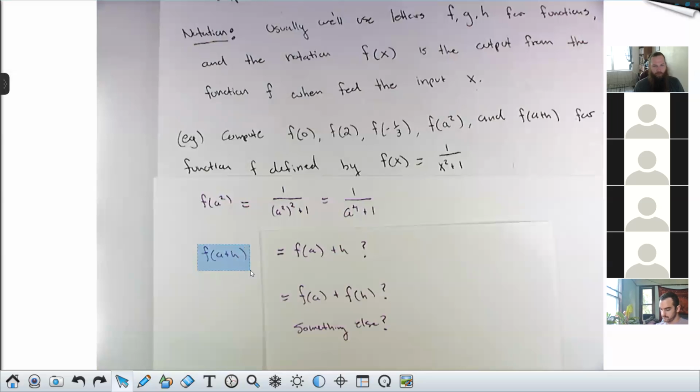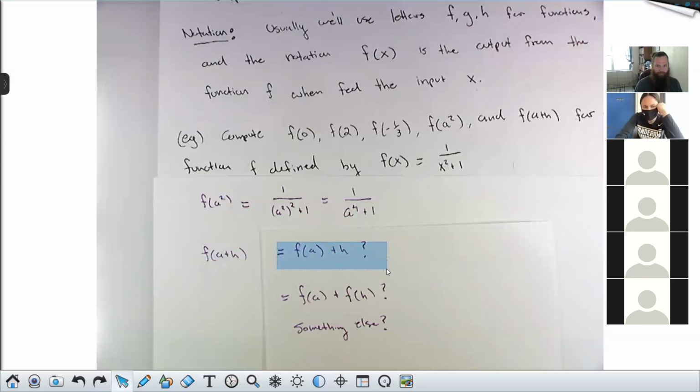So this is what I mean when I talk about understanding function notation, being able to distinguish the meaning of these different sort of things. These are called functional equations, where you've got an equation relating two statements about a function in function notation. So how about this first guy? Is this correct? No, these are very different, right? f of a would be 1 over a squared plus 1. And if you add the h on the outside, that's very different than what you get if you add the h on the inside.